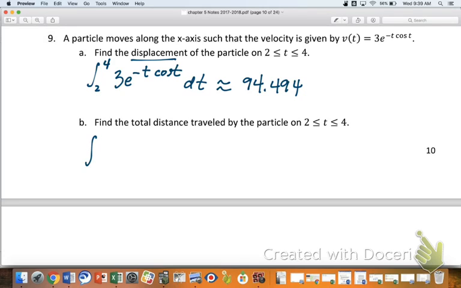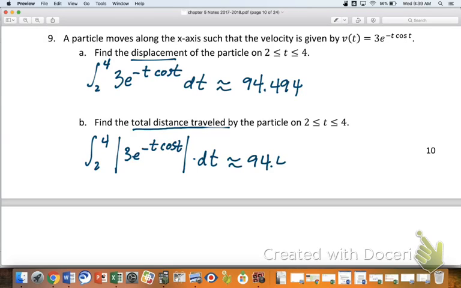So for letter B, it'd be integral from 2 to 4. And when we're looking for distance traveled or total distance traveled, this is where absolute value needs to be considered. So this would be absolute value of velocity times dt. And we would then, of course, turn to Math 9. Did you all get the same number, the 94.494? Okay, cool. 94.494, that would be the total distance traveled.